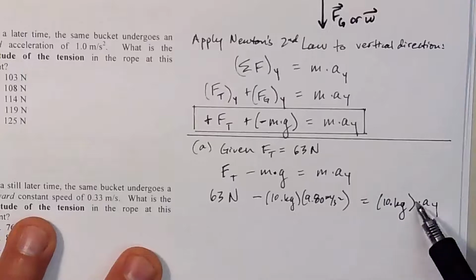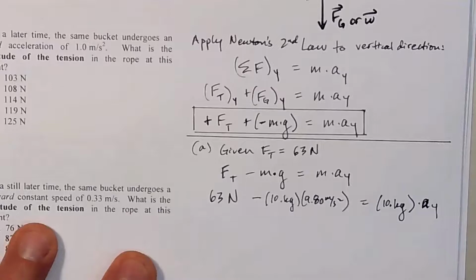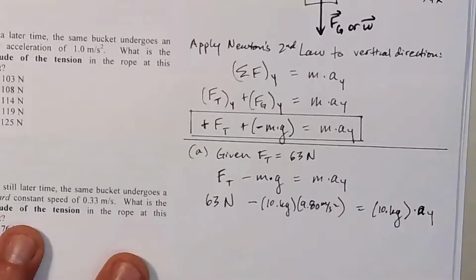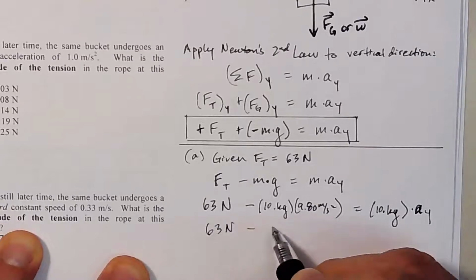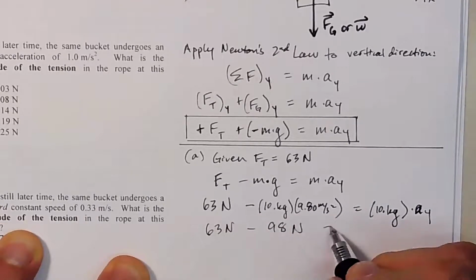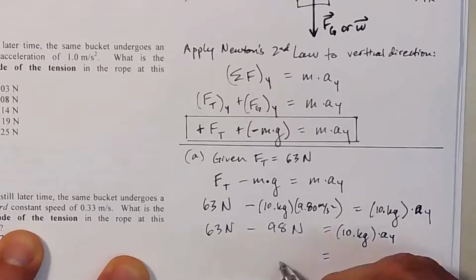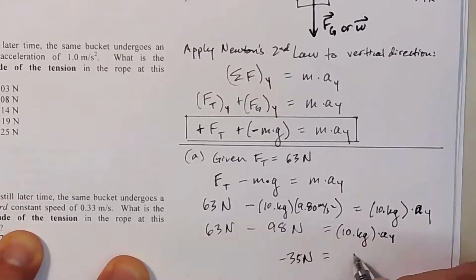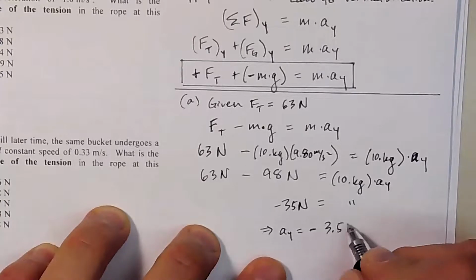Granted, this is only the y component of the acceleration, but still, we've already been told the x component is 0, right? There's no horizontal motion at all. So this is 63 newtons minus 98 newtons. Uh-oh, looks like my acceleration is going to turn out to be negative. Is that okay? Yes, because this is just the y component. That's why it's okay for it to be negative.